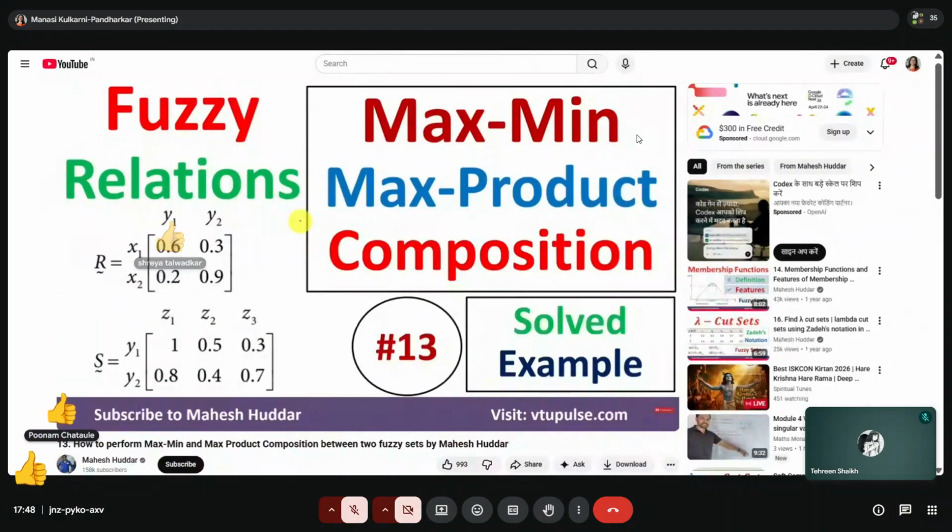Okay. So what we are going to do now is, when it comes like a matrix, like R and S is given, wherein the x1, x2 are the rows, y1, y2 are the columns, and y1, y2 again are the rows over here, and z1, z2, z3 are the columns. I'll expand the screen, not to worry about this. So in such cases, we are going to see now how to compute the max min and max product composition. So two types of problems will come definitely on the fuzzy relation. One is called the max min and one is called the max product composition. So let's try to understand this part.